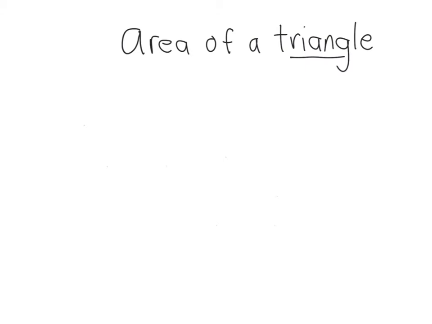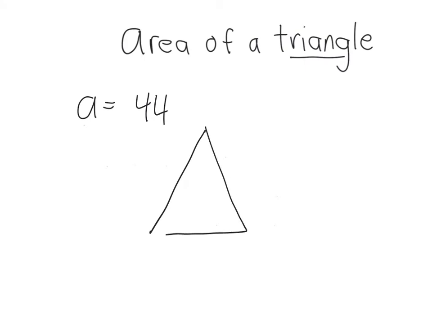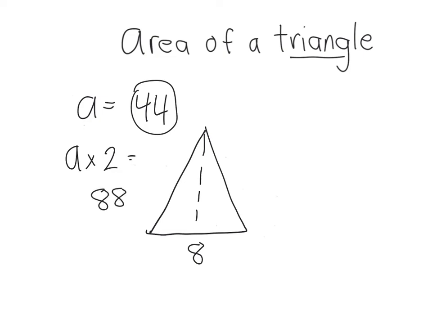Okay, so now I'm going to work the opposite way. So I already know my area. My area equals 44. And I do not have my height, but I have my base. And my base is 8. So what I want to do first is work backwards. So I have to double this. I have to take my area and multiply it by 2. So 44 times 2 is 88.